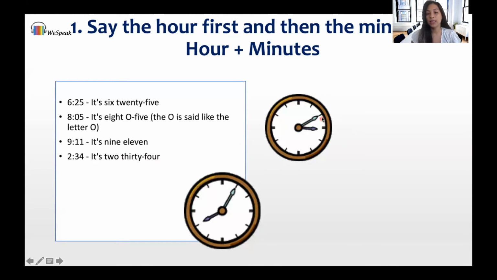It's 3:10. Now look at the clock here. What time is it? It's 8:05. First, the hour, 8, and then the minutes, 5 minutes. It's 8:05. So that is the first way of telling the time.